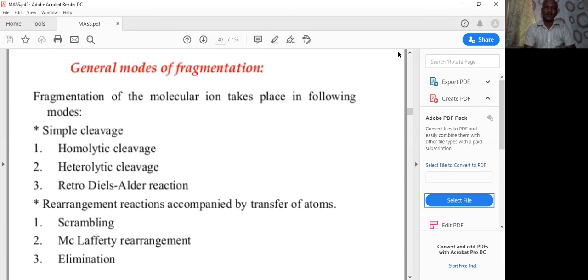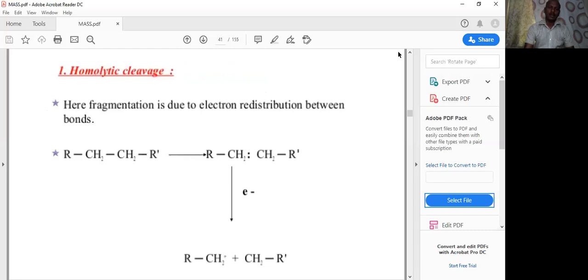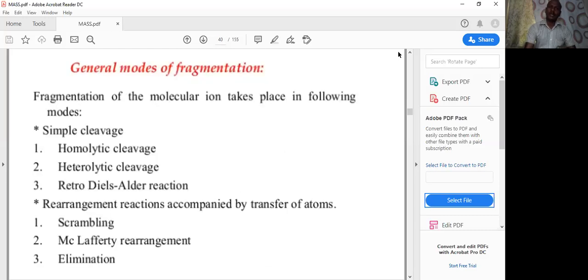In today's class, we see the general fragmentation, modes of fragmentation. Once a molecular ion is formed, how does this molecular ion undergo fragmentation? There are types. One is simple cleavage, and the second one is the rearrangement reactions, which occur by transfer of atoms. So these are the two main modes of fragmentation in mass spectrometry.